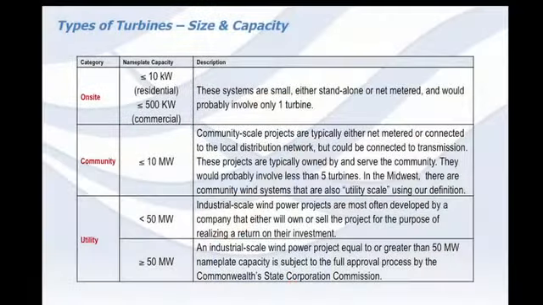So this is a chart basically trying to describe the difference between on-site small wind projects, community projects, and utility projects. Those kilowatt figures in the table aren't a nameplate capacity. That would be a total installed project size. So residential scale projects are typically 10 kilowatts and under.